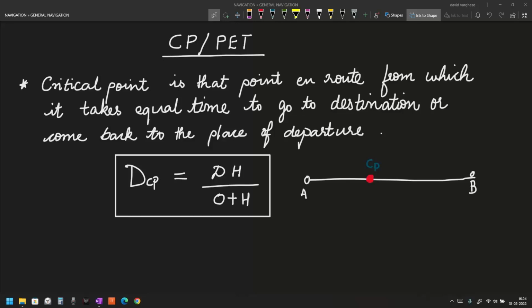It is the point in the journey of an aircraft from which it takes equal time to go to a destination or come back to the place of departure. So basically, at the critical point, you have the decision to go either back to your origin airport or to your destination airport. The time taken will be the same. Now why is this important?